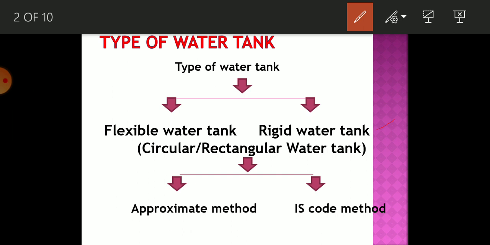In this unit, we are going to cover two types of water tank: circular water tank and rectangular water tank. We are going to design these by two methods, that is the approximate method and the IS code method. In the IS code method we are using IS 3370. There are total 4 parts, from which we require part 1, part 2 and part 4.